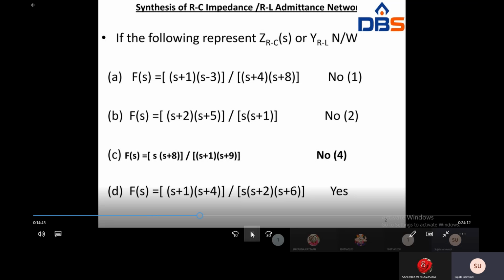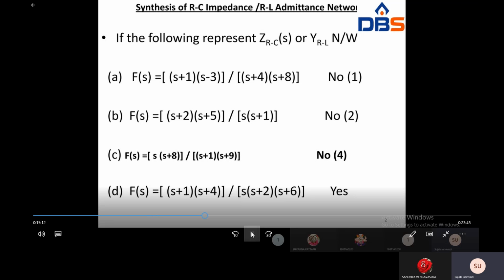In the third function, s(s+8) divided by (s+1)(s+9). So when you have to find the residues of this function, they come out negative. So this function is also not satisfied.